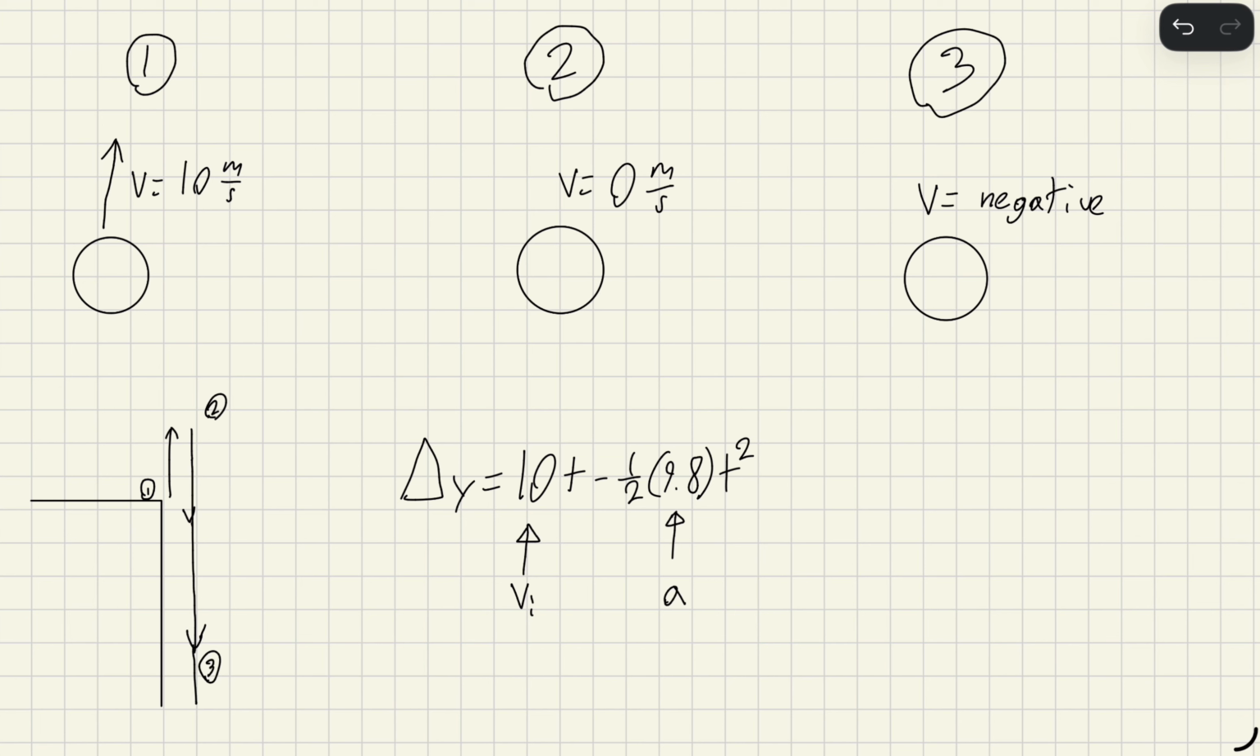Whether the ball is moving up or down, we solve every part of the motion using the same kinematic equation. The only thing we have to remember is that gravity is always going to point downwards, so we need to keep our sign convention consistent.